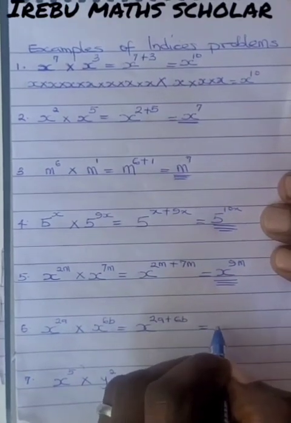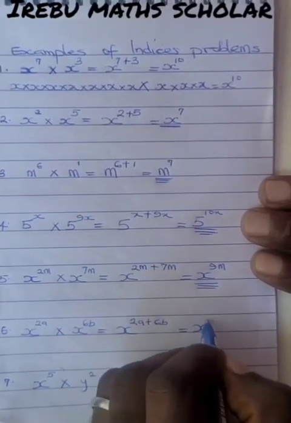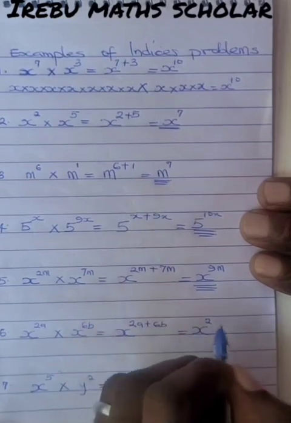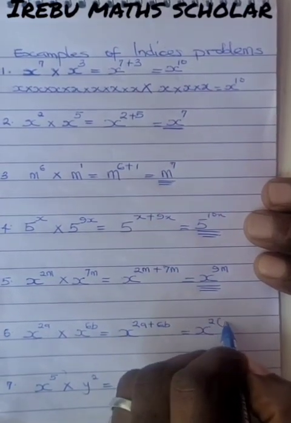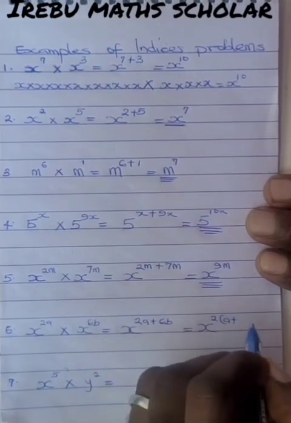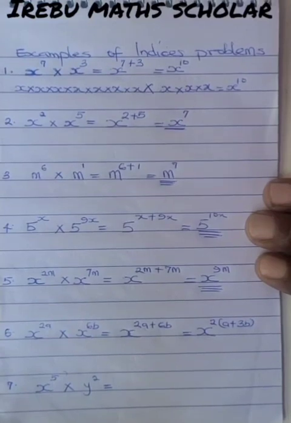But the answer can still be x to the power of 2, because you factor out 2, which is common. What is left is a plus, if you divide 6 by 2, we have 3b. This will be your answer.